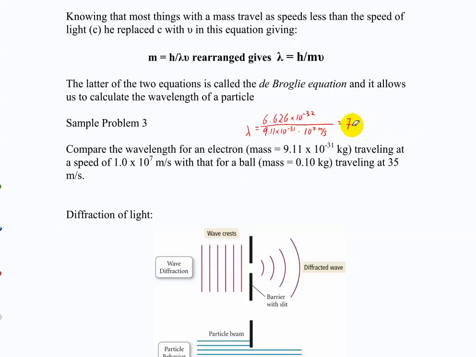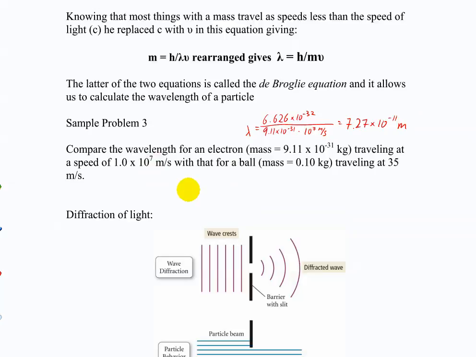What do you get? 7.2. Okay, and that's in meters. So you're talking about now less than a nanometer. You're talking about 70 picometers, or 0.07 nanometers, which is small, but it's a reasonable wavelength. In fact, we use electrons to do spectroscopy, and we're going to talk next about how we can look at the wave nature of electrons.